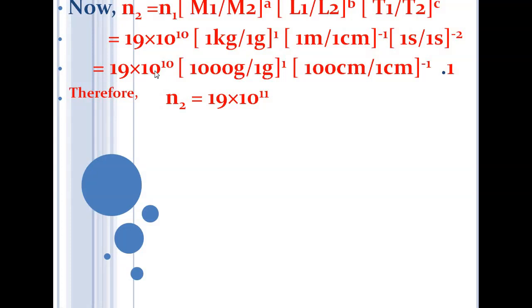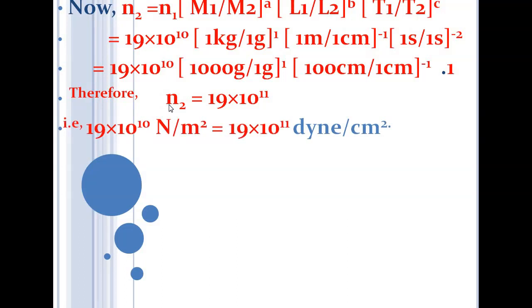19 is the number, 10 power 10 here. The two zeros cancel because of the negative power, and one more 0 gives 10 power 11. So n2 equals 19 into 10 power 11. Thus 19 into 10 power 10 Newton per meter square equals 19 into 10 power 11 dyne per centimeter square. In this way we can convert one system to another system.